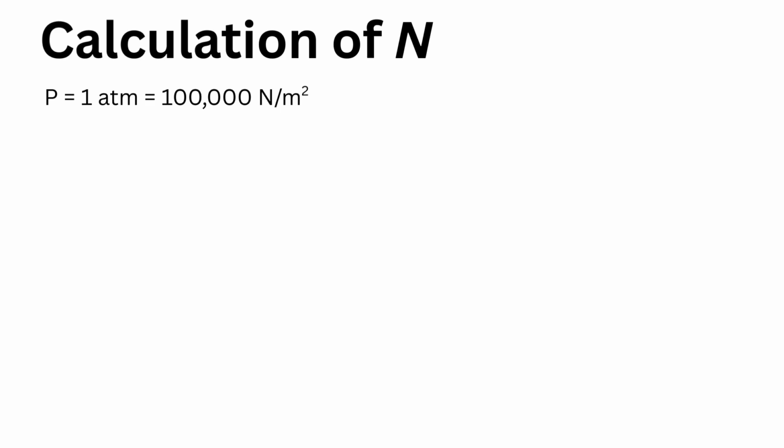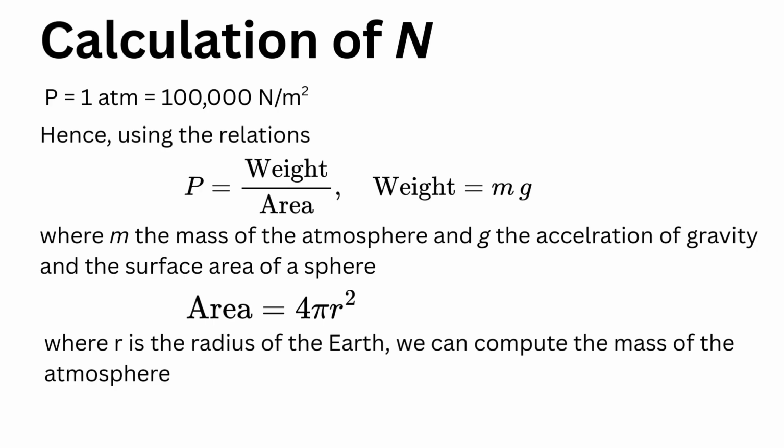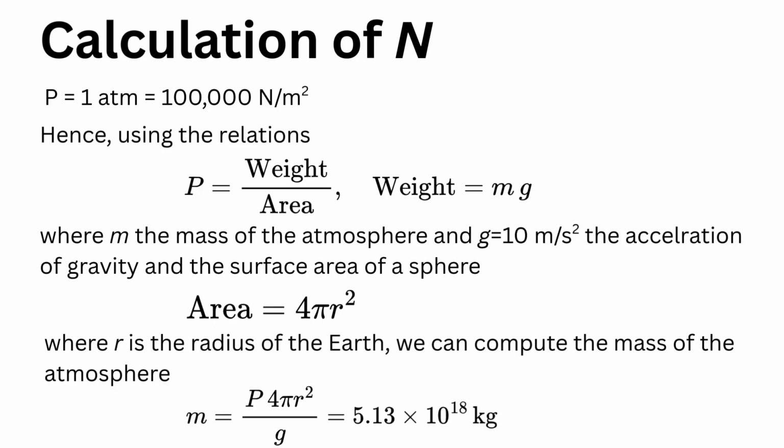The atmospheric pressure at sea level is 100,000 newtons per square meter, and it's due to air's weight applied over the surface area of the Earth. Hence, using the defining equation for pressure and weight and the equation of the surface area of a sphere, we compute the mass of the atmosphere: 5.13 times 10 to the power of 18 kilograms.